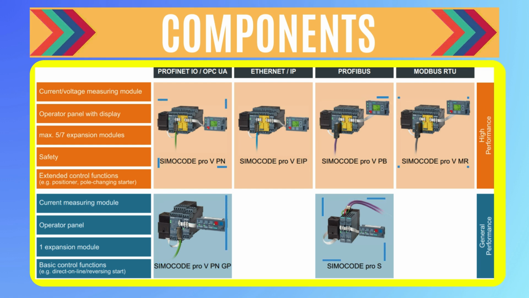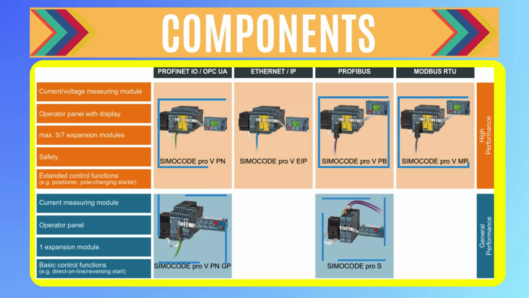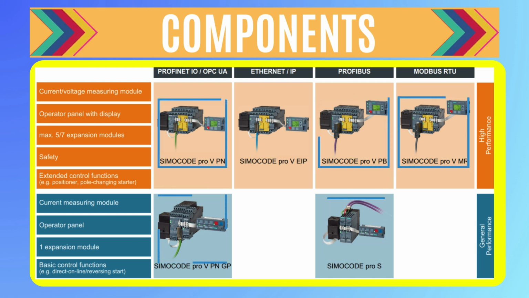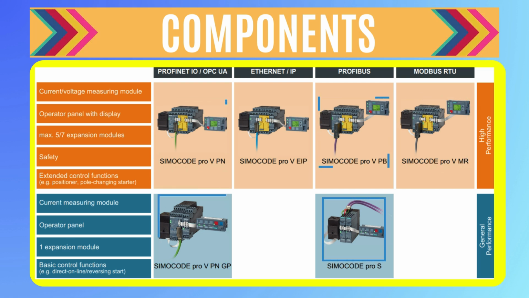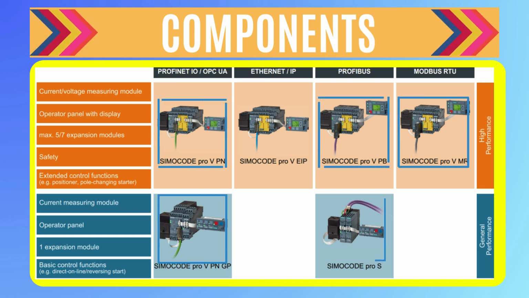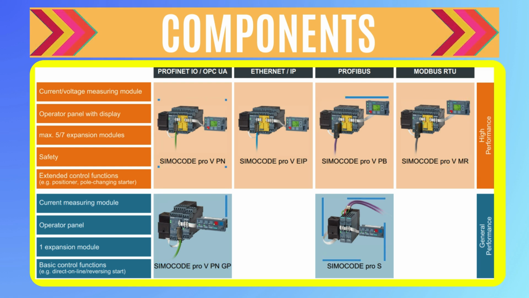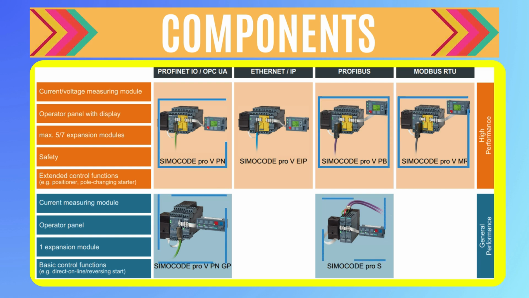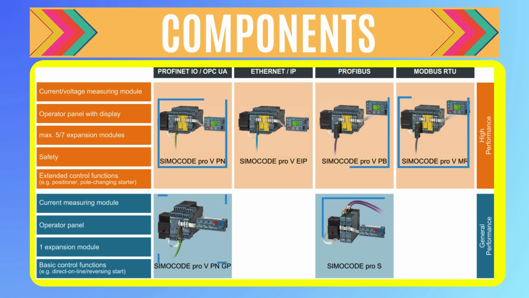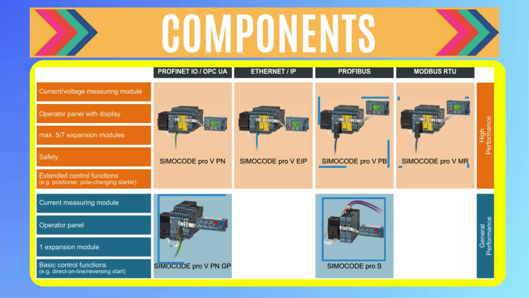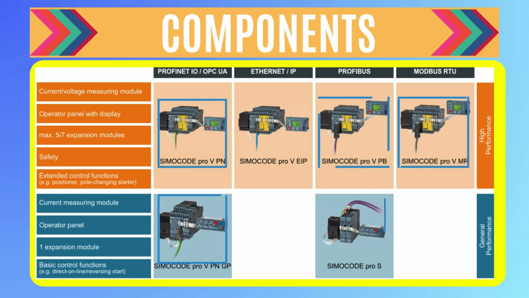Simocode Pro V Profinet, the variable high performance system for Profinet, which offers numerous functions in addition to all the Simocode Pro C and S functions. 4 inputs and 3 outputs, freely parameterizable input for thermistor, monostable relay output, expandable with expansion module.